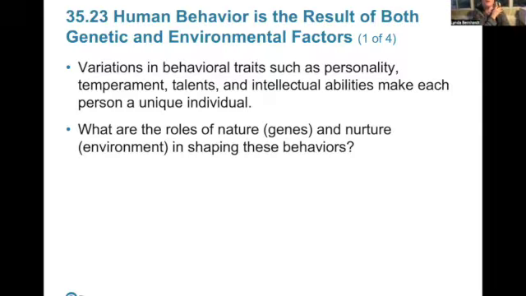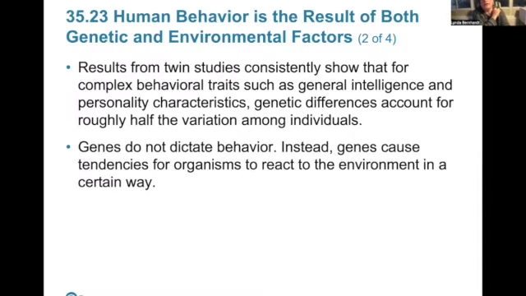Okay. Variations in behavioral traits such as personality, temperament, talents, and intellectual abilities make each person a unique individual. So again, it is both nature and nurture that can shape the behaviors. They did a lot of studies with twins. Some were identical twins, some were fraternal twins, and they found out things change. They might have the same favorite color. They might have separate favorite colors.